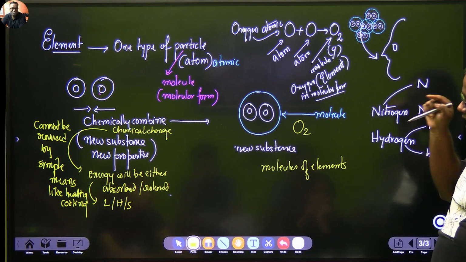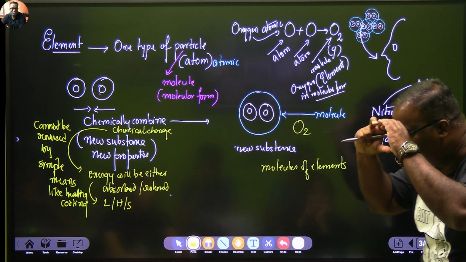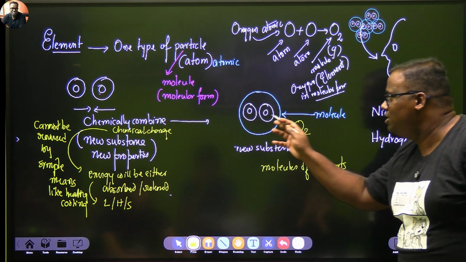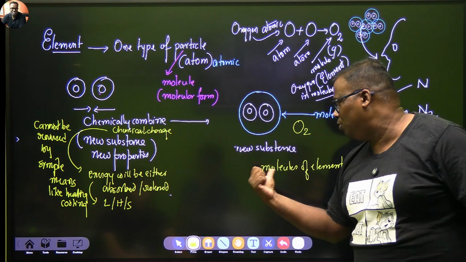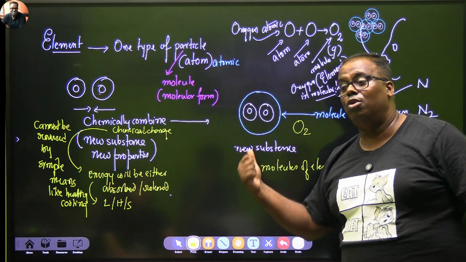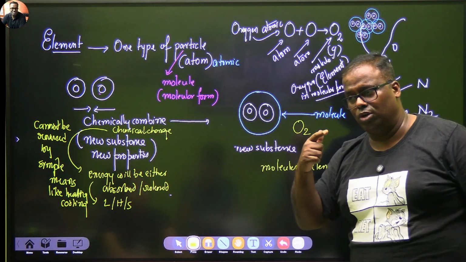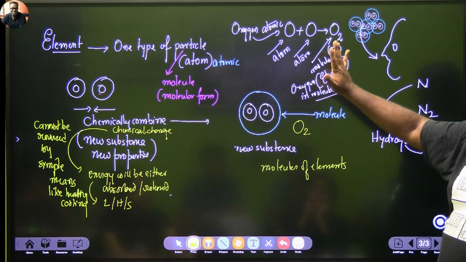But inside that molecule, if I try to peep and see, I can't touch them, I always see two same kind of atoms. This is going to be the striking difference of molecules of elements and molecules of compound when we talk about it. Element के बारे में थोड़ा सा knowledge clear हुआ.